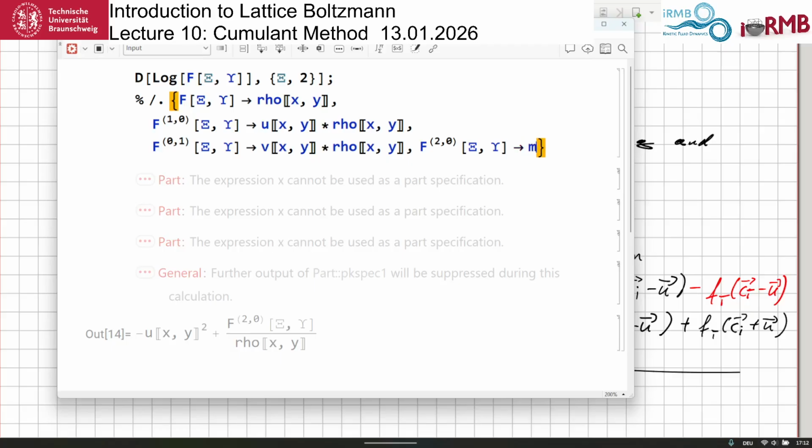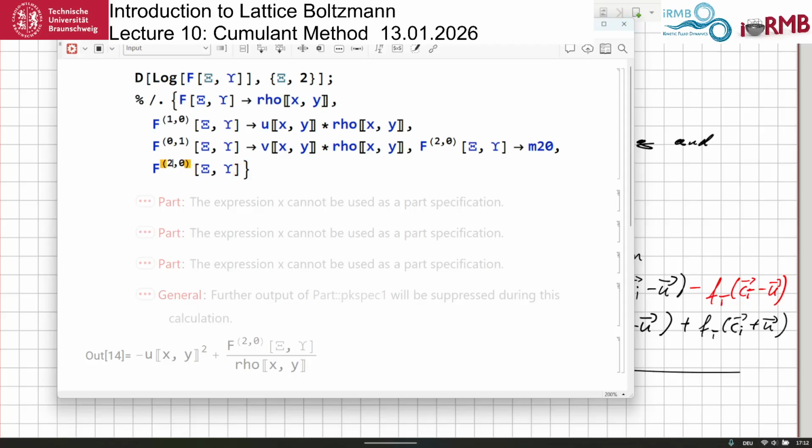replaced by M20, then this here replaced by M02. These here are the derivatives, right? This is how Mathematica writes these derivatives. We replace this by M11. So now we have all the second moments. Then we want to have third moments.